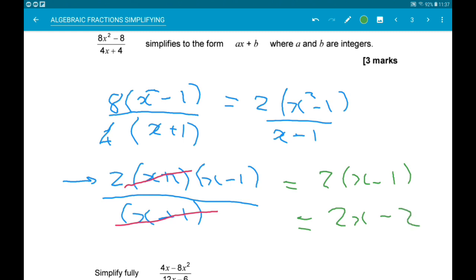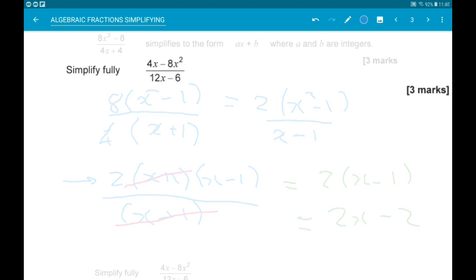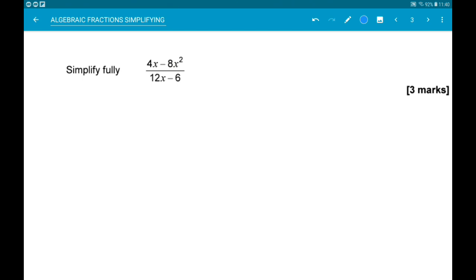So I know sometimes when you're asked to write things in the form ax add b, it might seem a little strange that we have 2x minus 2. All that means is that b is minus 2. Okay, next up, we want to simplify 4x minus 8x squared over 12x minus 6.